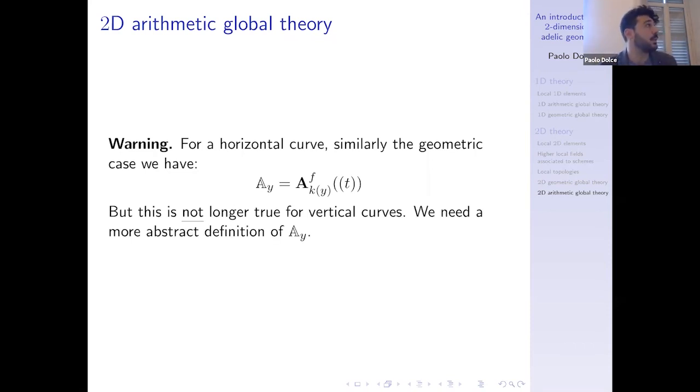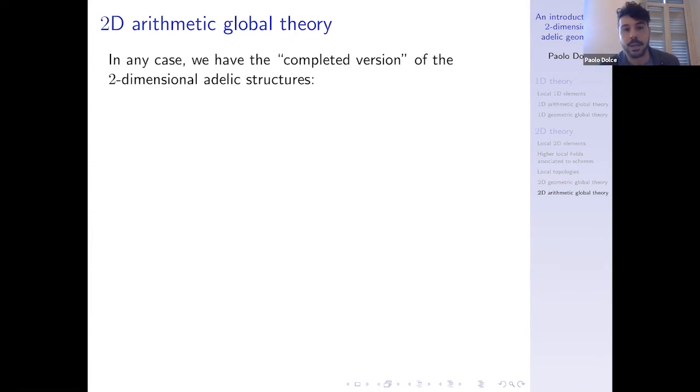So we need a more abstract definition of this object, which is possible, but I cannot tell the details about it in my 10 minutes remaining. I just say that the idea of the definition is similar. The properties of the objects are similar, but it's not so explicit. So for the moment, you just have to accept that it's similar. Okay.